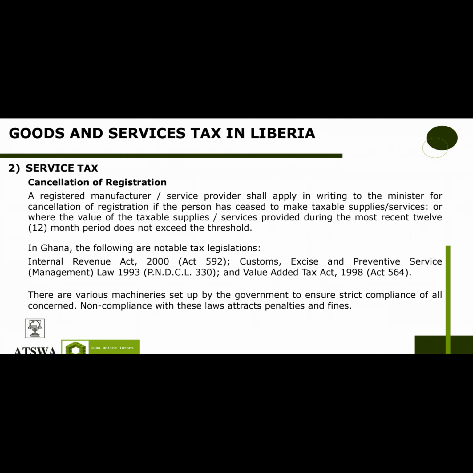Again, in Ghana, taxation is administered by the central government. The revenue agencies are the Internal Revenue Service, Customs, Excise and Preventive Services, and the Value Added Tax Service, VAT. These revenue agencies have a common board, the Revenue Agencies Governing Board, to oversee their operations.